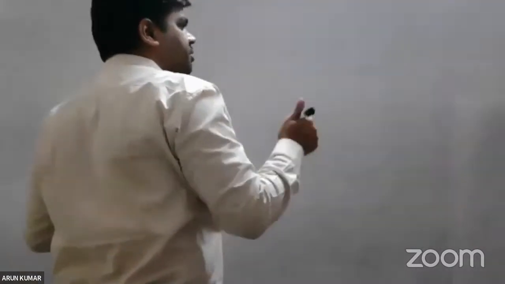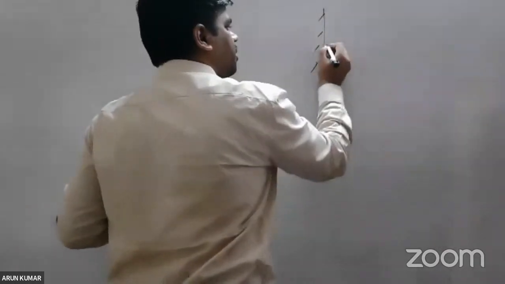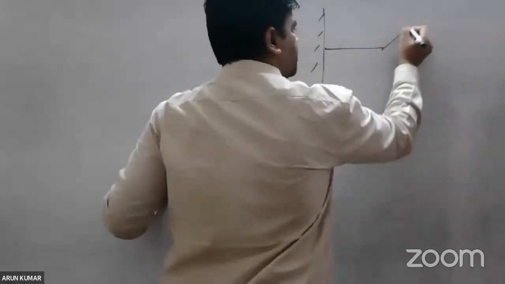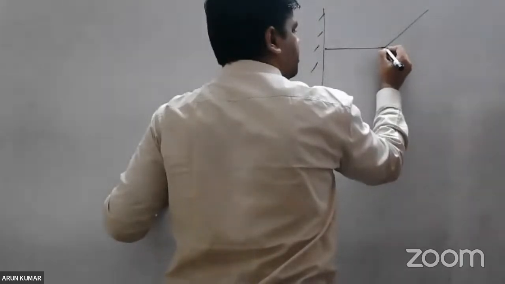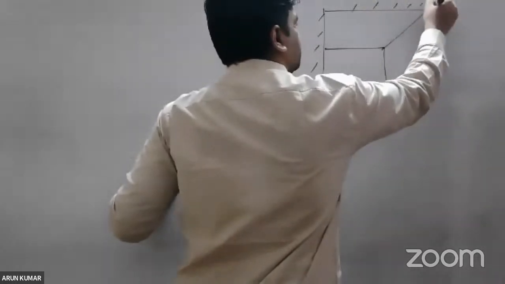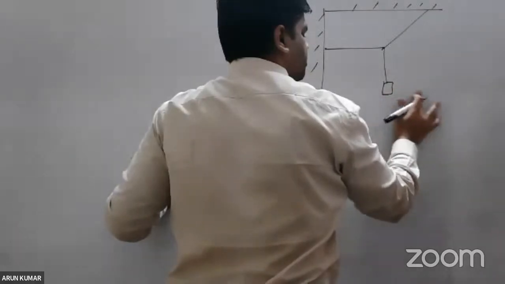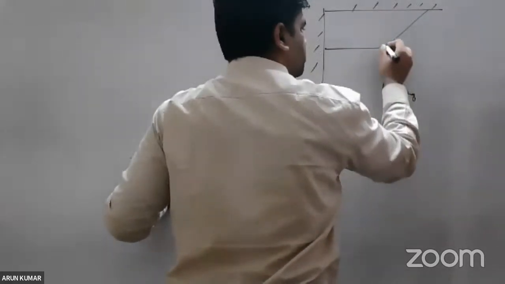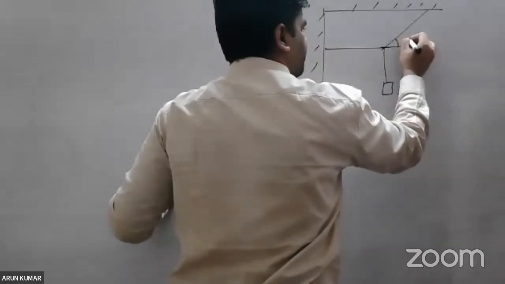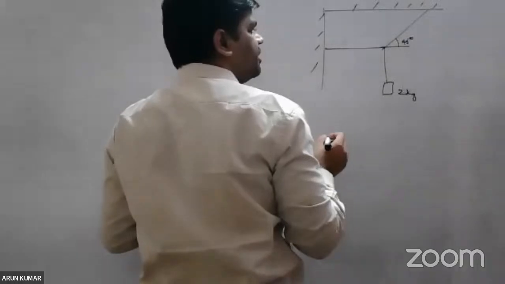And before we move on to such problems, let's discuss equilibrium. Let's say I've got the wall. There's a string like this. There's another string like this. There's a knot here. There's a block here. The block is of mass m or 2 kg, let's say. Let's say this angle is 45. Now required to find tensions in the string.